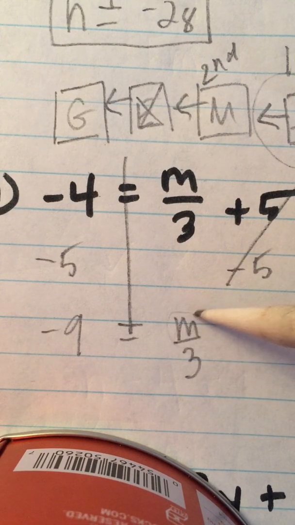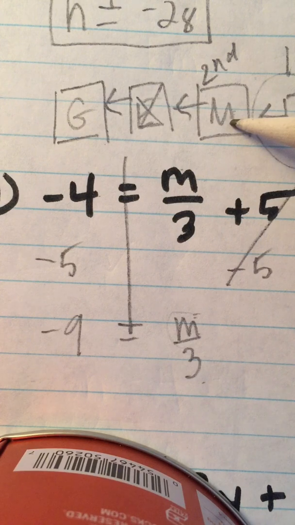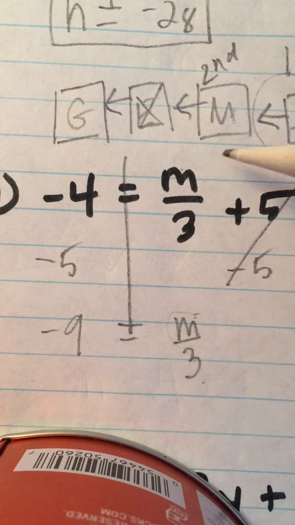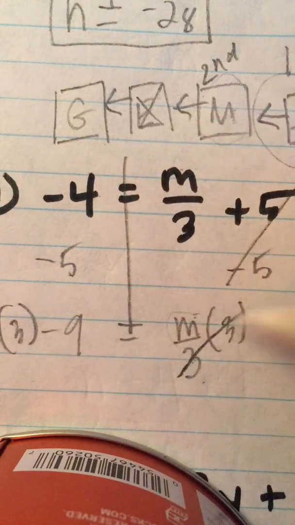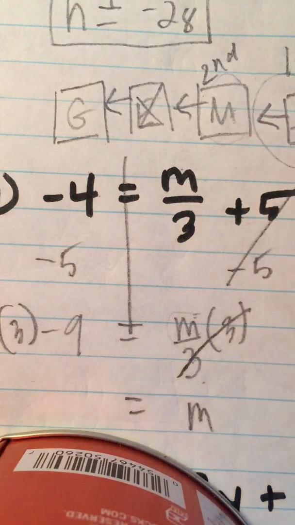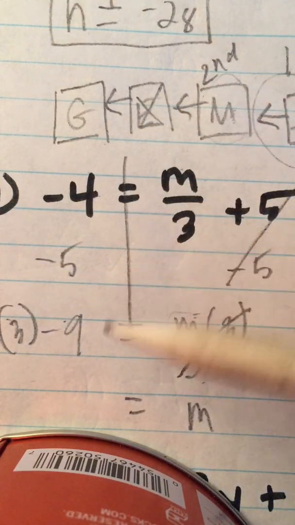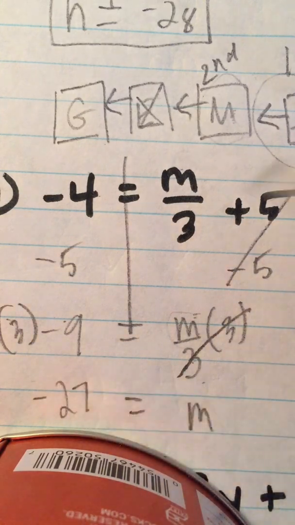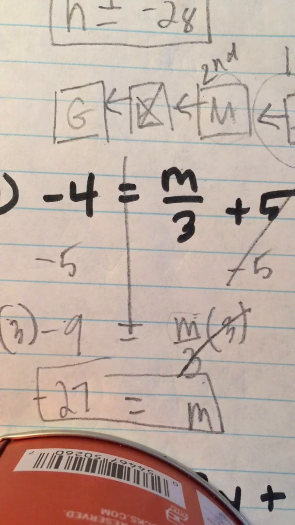What's happening to m? M is being divided by 3. So now we're here at the second step. If m is being divided by 3, I have to multiply both sides by 3. And I have a positive times a negative, which is -27. -27 equals m.